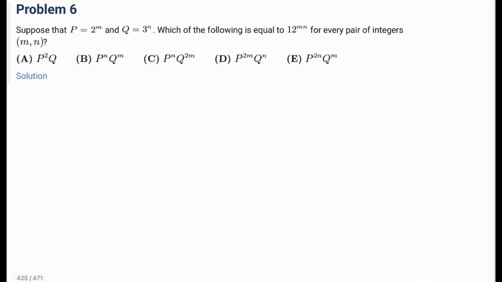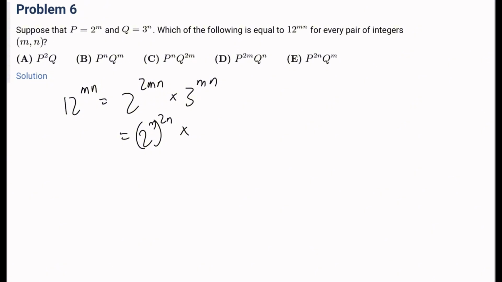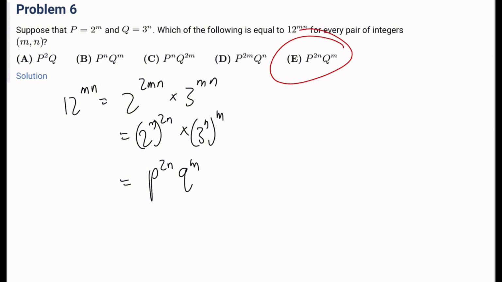Number 6, suppose that P is 2 to the m power and Q is 3 to the n power. Which of the following is equal to 12 to the mn power for every pair of integers m, n? Okay, so 12 to the mn is equal to 2 to the 2mn times 3 to the mn, right? And so this is equal to (2 to the m) to the 2n times (3 to the n) to the mth power. This is P to the 2n times Q to the m, right? So this is the answer. It's E.